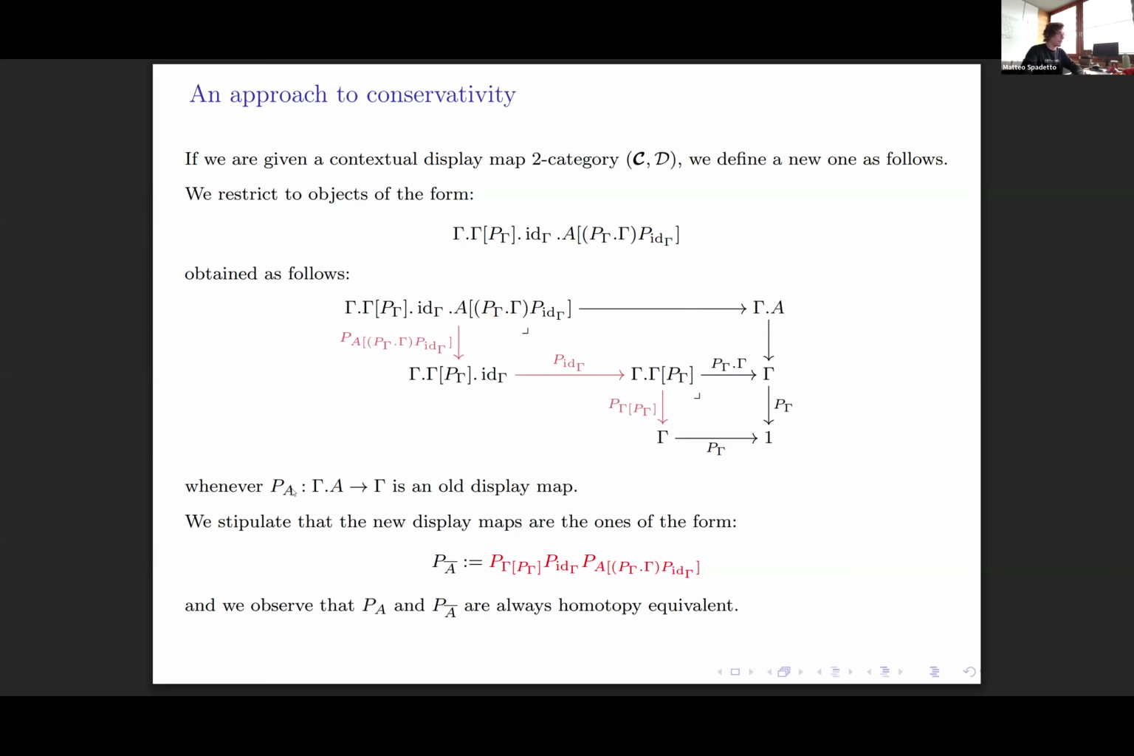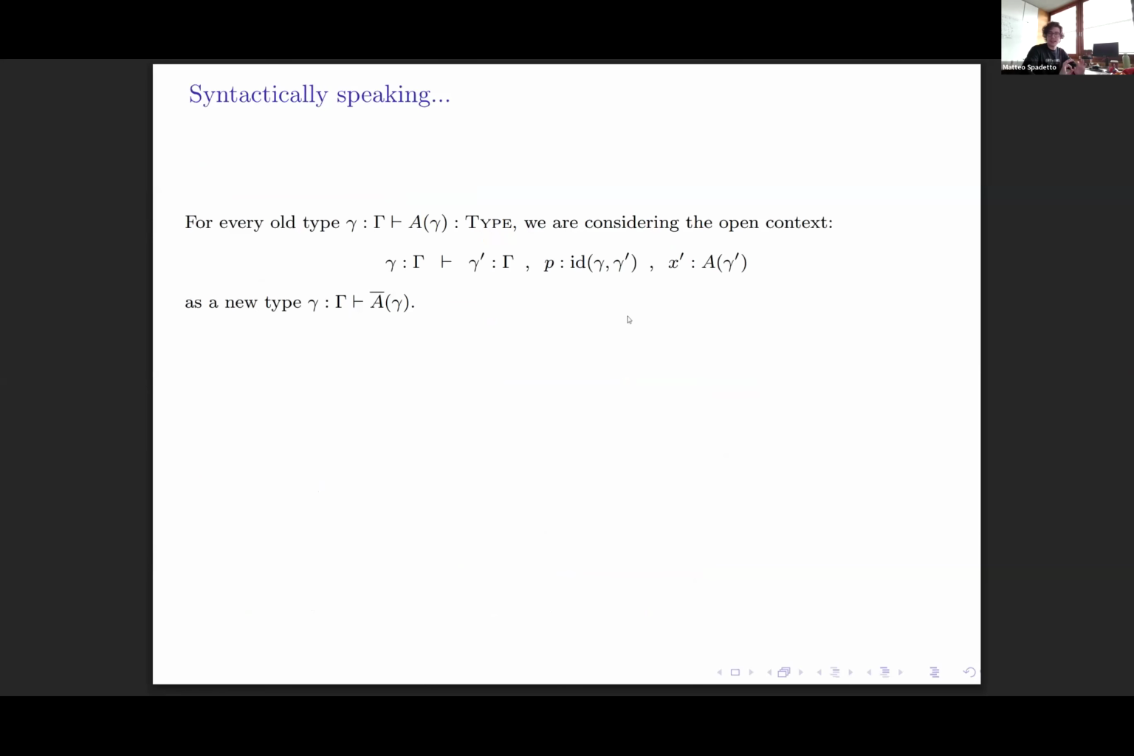And you can also prove that this new display map, which I call overline A, is actually homotopy equivalent to the display map that you start from. And this will provide, in the end, the fullness condition that we need for the interpretation into the model that we are building. So I wanted to briefly mention syntactically what this means, and then I will be done.